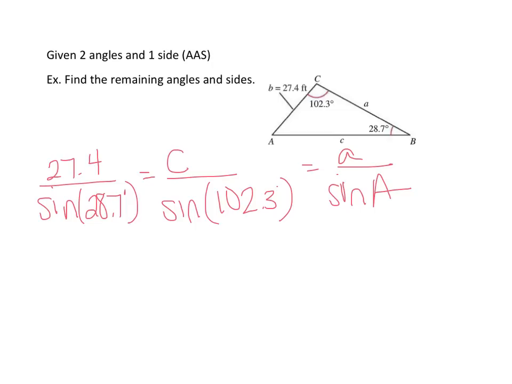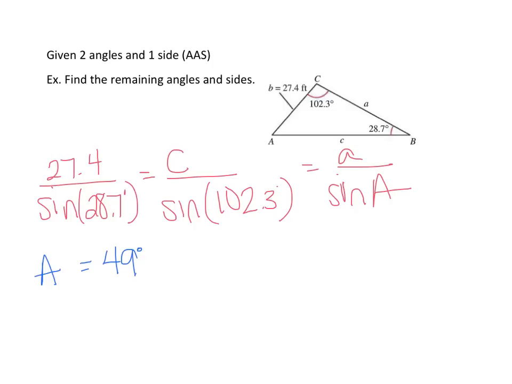Okay, first of all, the easy thing, solving for the angle. We know that all triangles have 180 degrees in them. So we can take 180, subtract 102.3, and subtract 28.7. That leaves us with angle A being 49 degrees.